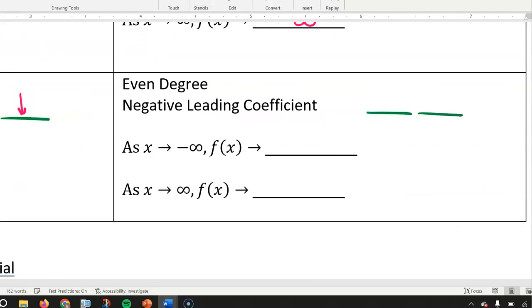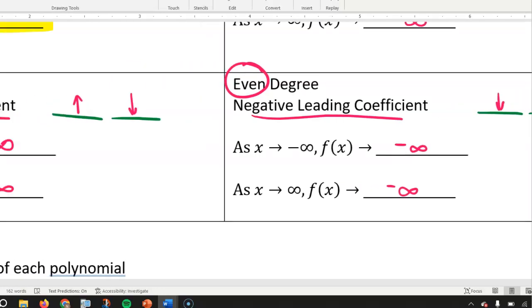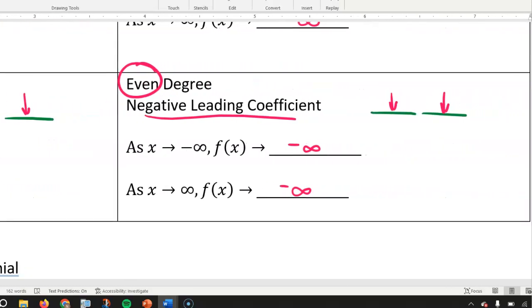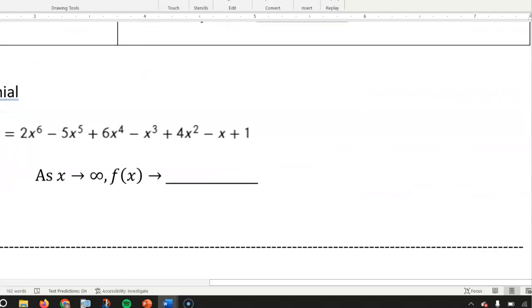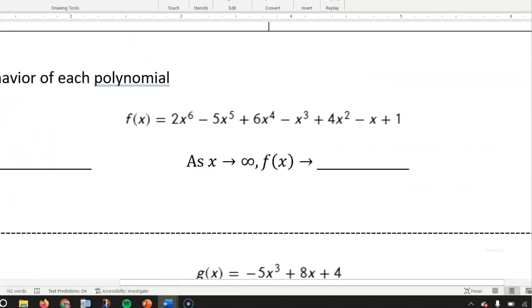Finally, this last box, again, do your two blanks. It's a negative leading coefficient, so the right side's going down. It's an even degree, so the left side's going in the same direction, so both sides are going to approach negative infinity. So these are the four options that we would have with our graphs. But again, I always recommend drawing the two blanks. It just helps you identify what's happening with our end behavior.